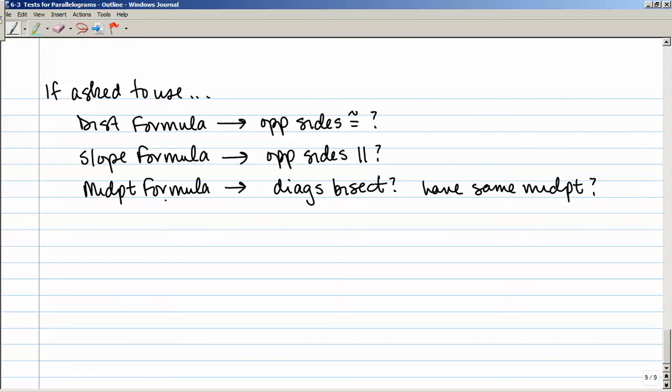If they ask you to use the midpoint formula, you'll be looking to see, do the diagonals bisect each other? Do the diagonals have the same midpoint? In other words, is the midpoint of AC the same as the midpoint of BD? So refer back to this little diagram as you're doing the classwork. Distance formula, you're going to be looking for opposite sides congruent. Slope formula, you're going to be looking to see if the opposite sides are parallel. And if they tell you to use the midpoint formula, you'll be looking to see if the diagonals bisect each other. In other words, do they have the same midpoint?